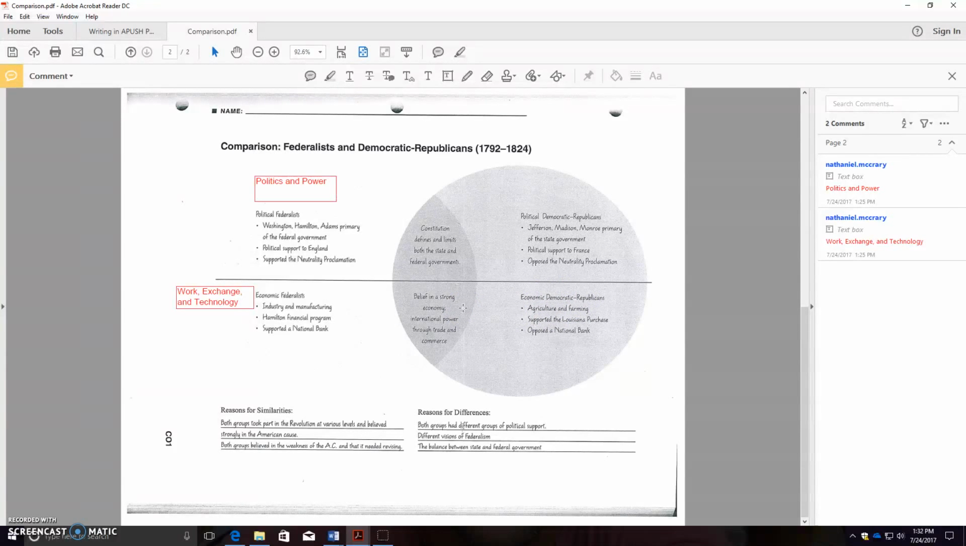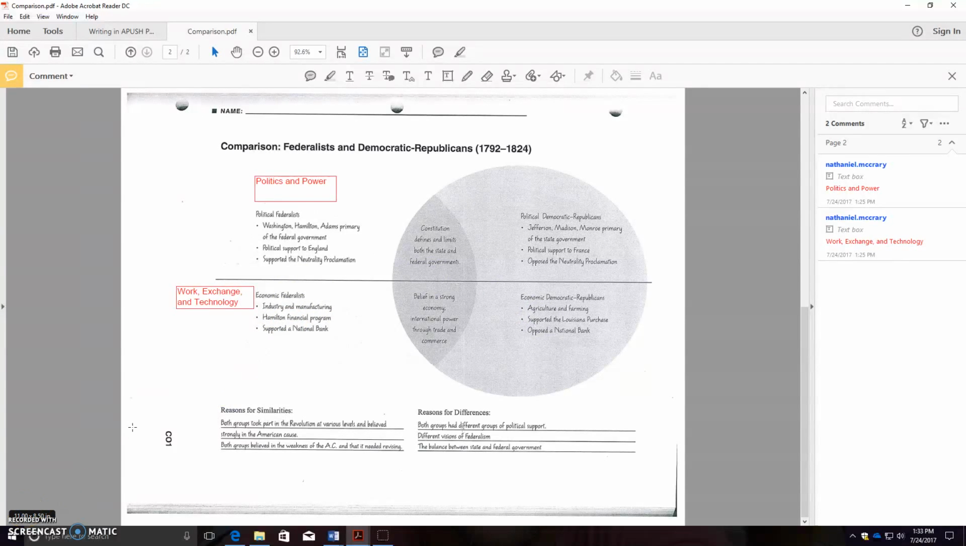Okay, we would be an international power through our trade and our commerce. It's just they differ on what we are trading. The Democratic Republicans want to trade crops. The Federalists want to trade manufactured items.